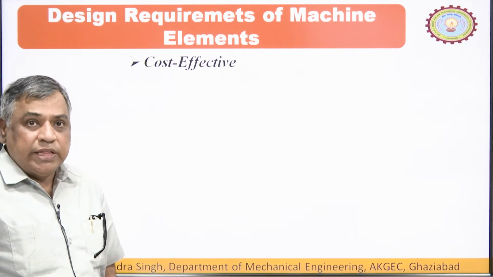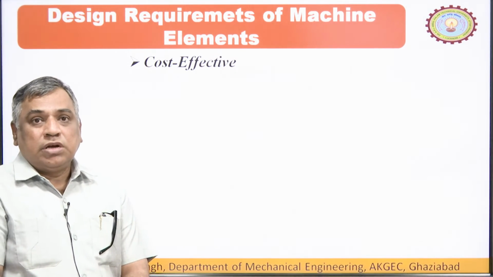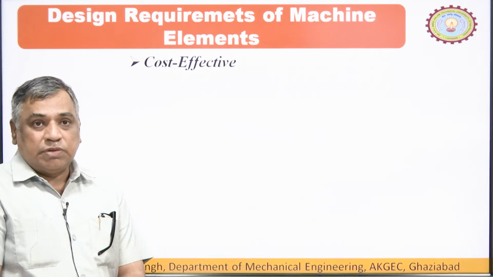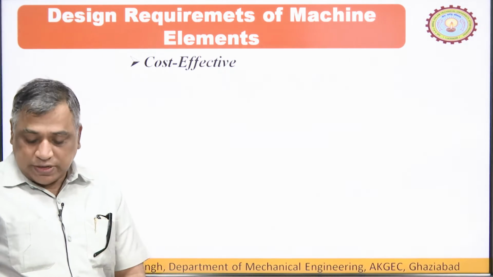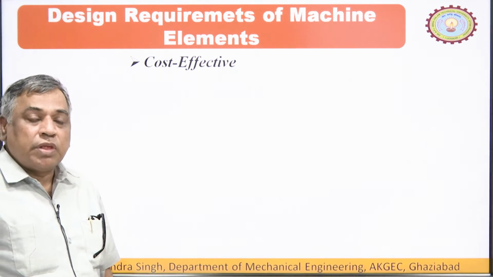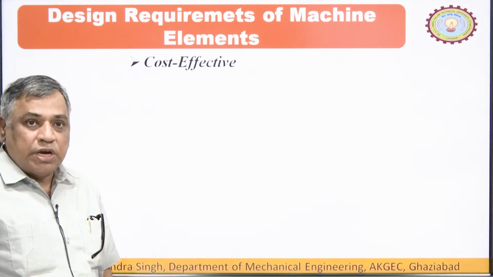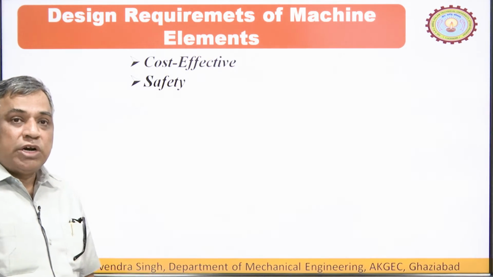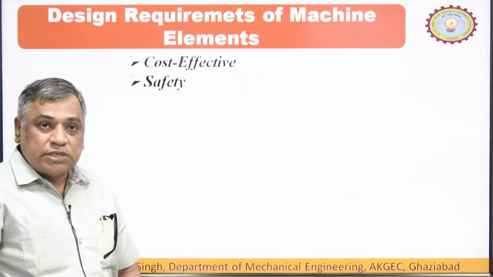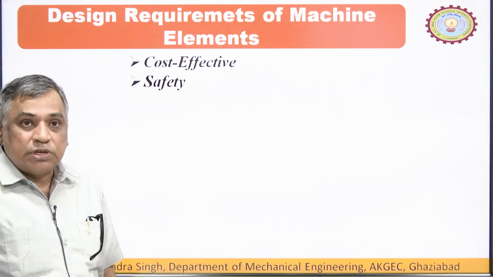Then the design requirements of a machine element. Whatever you design, the design has value only if there is purchasing power. So, whatever you design should be cost effective. This is the first requirement. We need to select the proper material, and take proper analysis and proper decisions, to make our design cost effective. Next, whatever we design should be safe. If someone is using your design component or design system, it should not harm him. So, it must be safe.